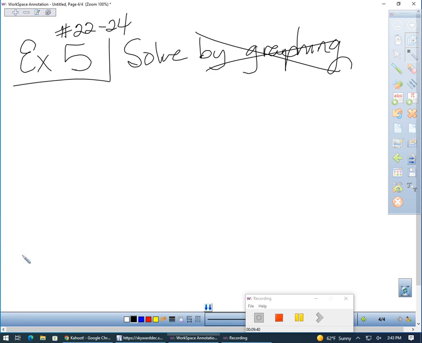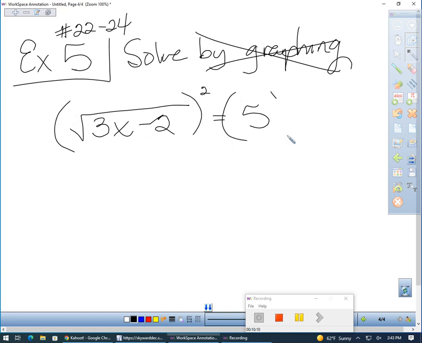Okay? So for example, if they give you the square root of 3x minus 2 equals 5. If we were graphing it, what they want you to do is graph this one and find out where they intersect. That tells you your answer. I want you to do it algebraically. Just solve it. How do I get rid of the square root? Square both sides. Absolutely. So on this side, the squared and the square root cancel, so I have 3x minus 2 equals, on this side, 5 times 5 is 25.